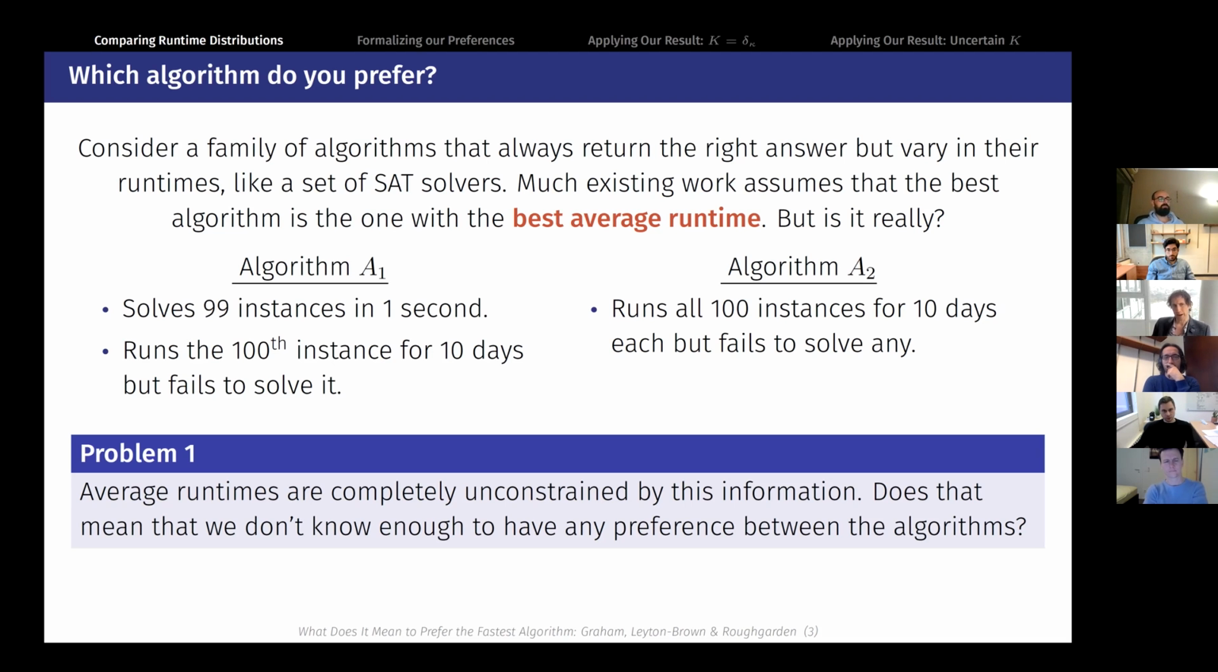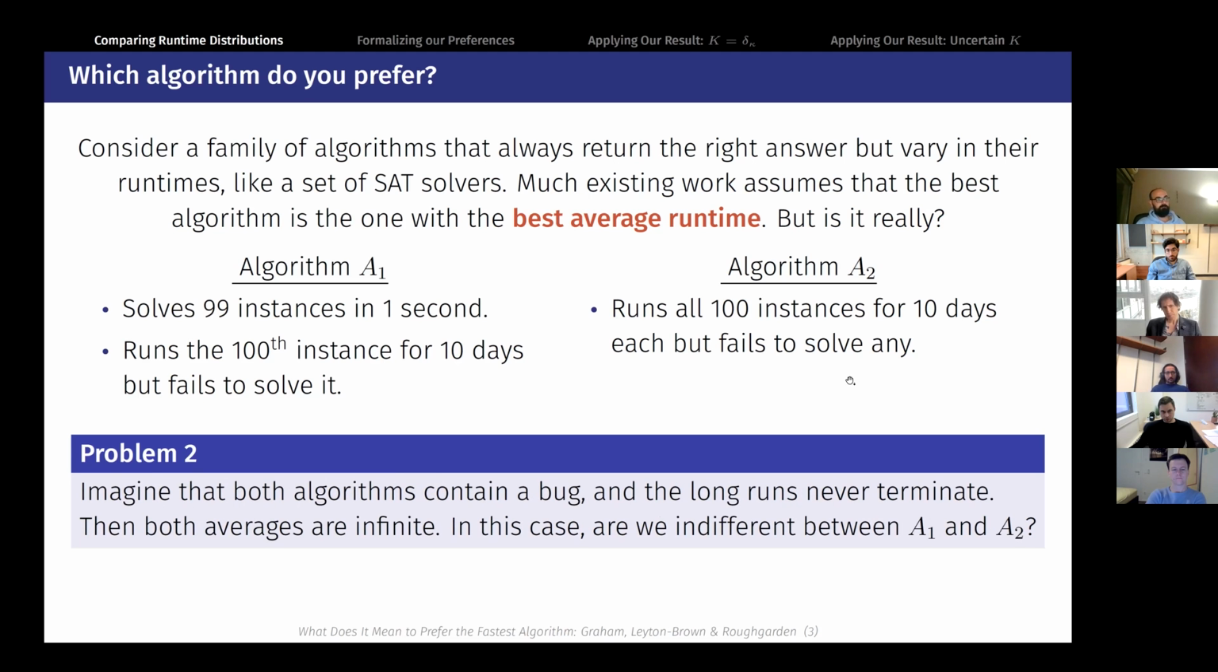Now, the first problem I want to point out to you is that average runtimes are completely unconstrained in this case. I don't know that algorithm A1 has a better average runtime than A2, because it might be that in slightly more than 10 days, algorithm A2 finishes for everything. And algorithm A1 on that 100th instance takes an absurdly long amount of time that dominates the average. And so in the end, algorithm A1's average is worse than algorithm A2's average. So, does that mean that I don't know enough to have a preference between the algorithms?